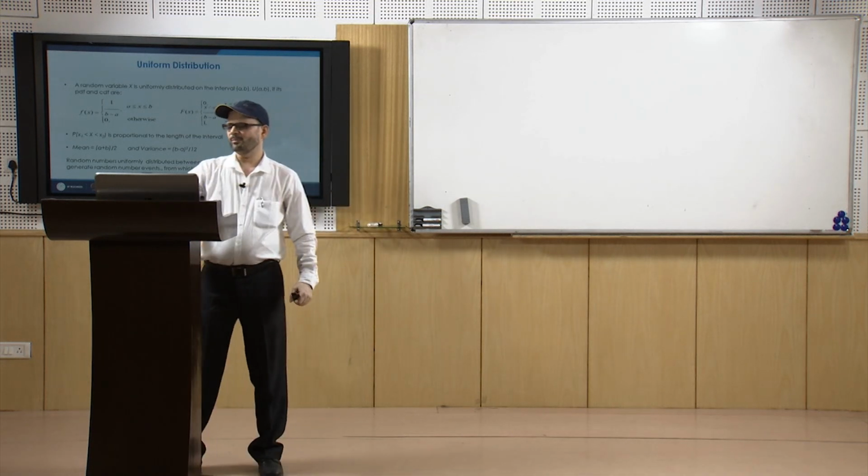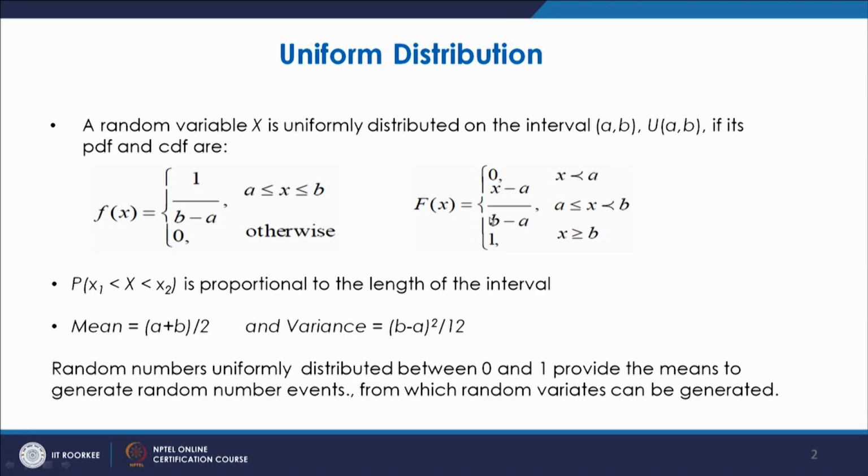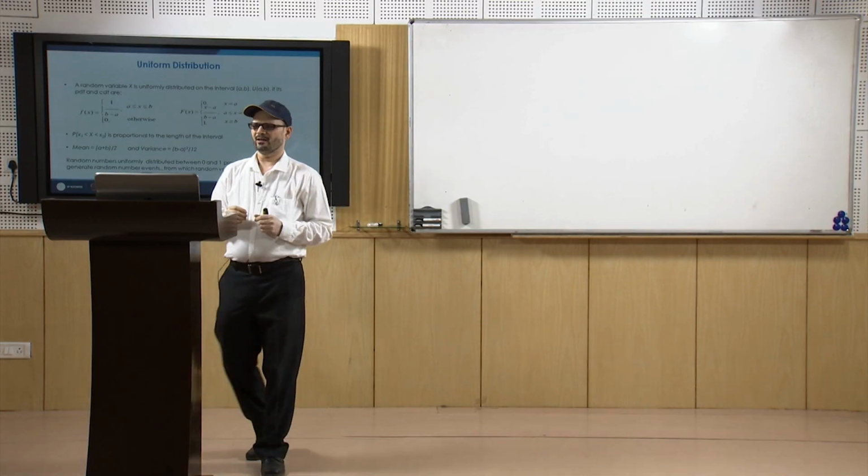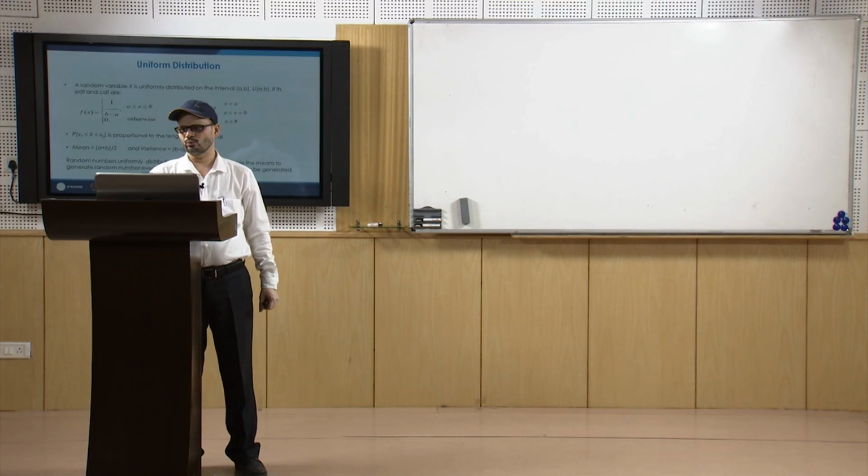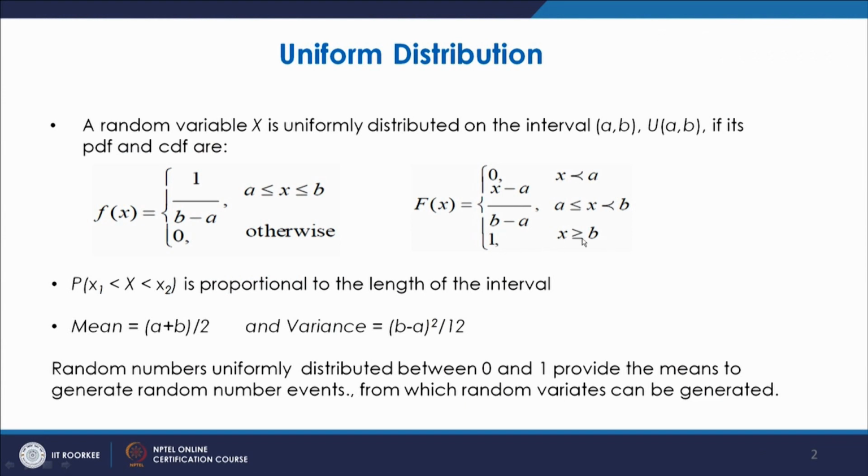So, it will be the value of (x minus a) upon (b minus a). In that case a is the lower limit and b is the upper limit, so x will be varying from a. So, a will be less than or equal to x, and x will be less than b, and as we get to b, the cumulative probability value becomes equal to 1. For x greater than or equal to b, it will be 1.